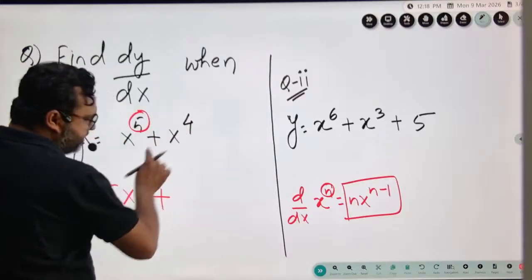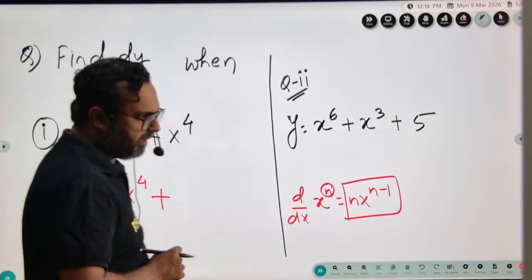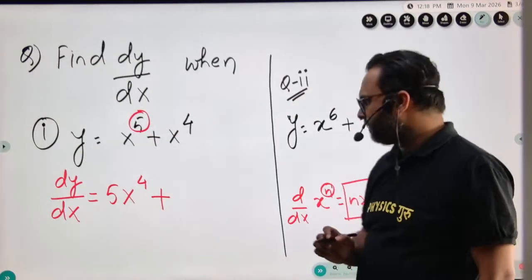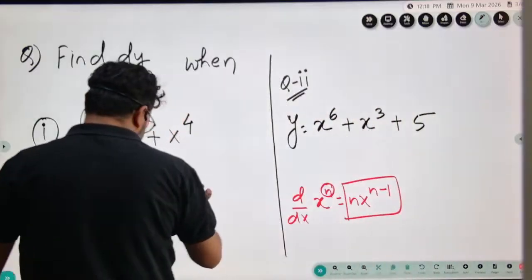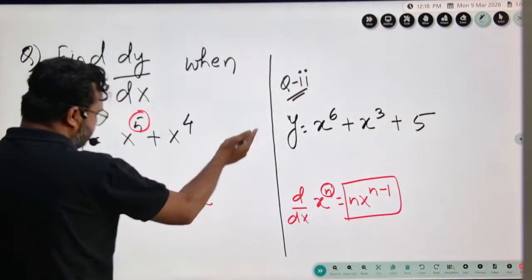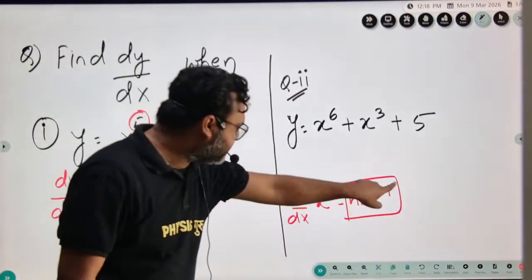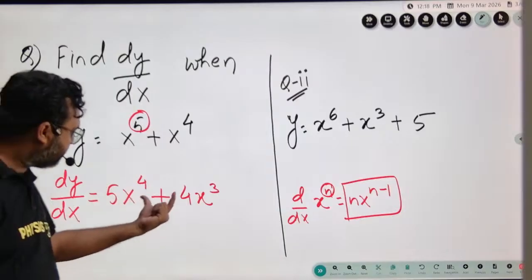Similarly, x raised to the power 4. 4x to the power 4 minus 1, that is 4x cube. 4 minus 1. That is how much? 3. Not power minus 1. Power minus 1. So 5x to the power 4 plus 4x cube.